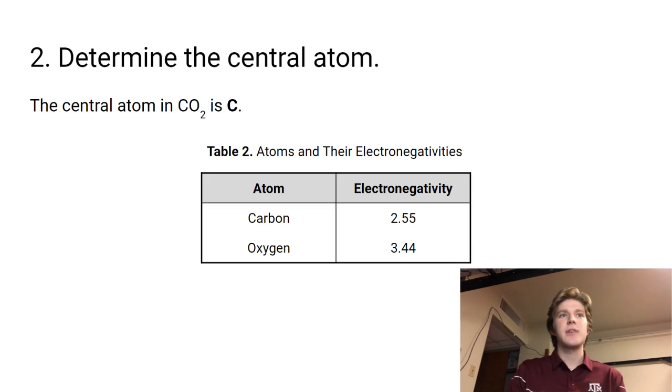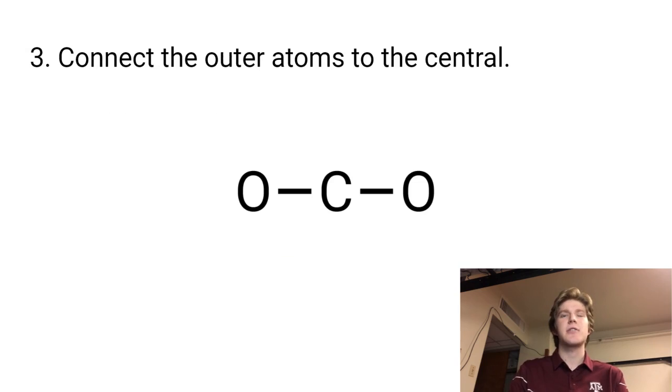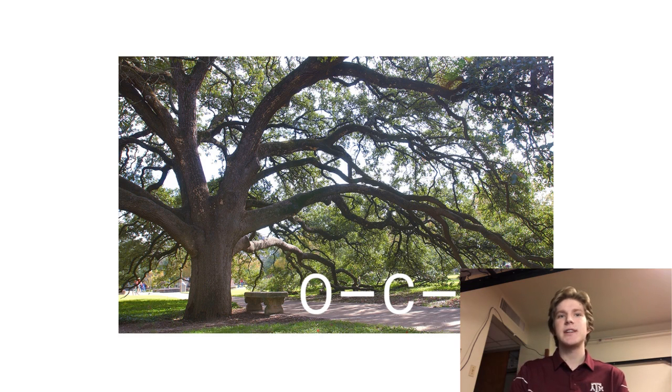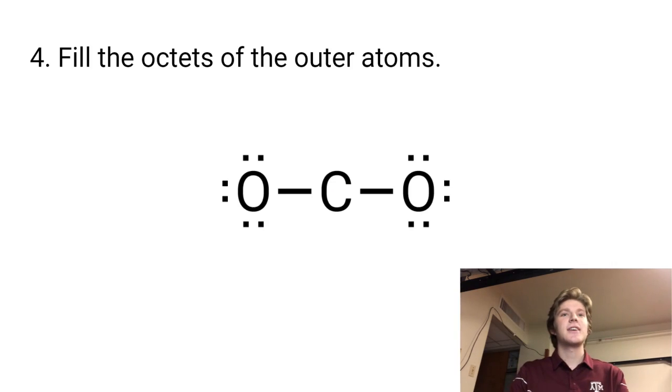So now that we have the valence electrons and the central atom of carbon, we can begin with step 3, which is to connect the outer atoms to the central one. So you might be asking what that did. What we did there is just create a bond, which is not the type of bond pictured here. It's actually a chemical bond.